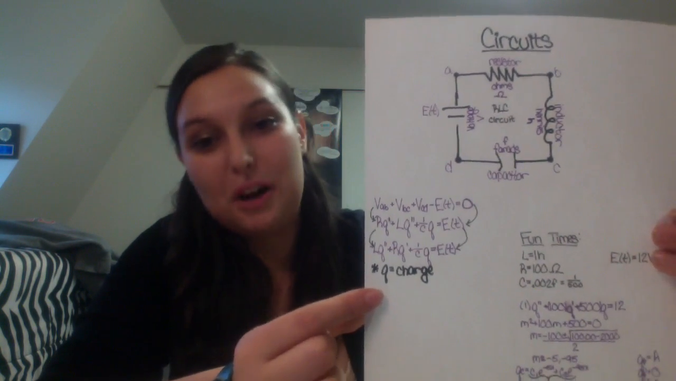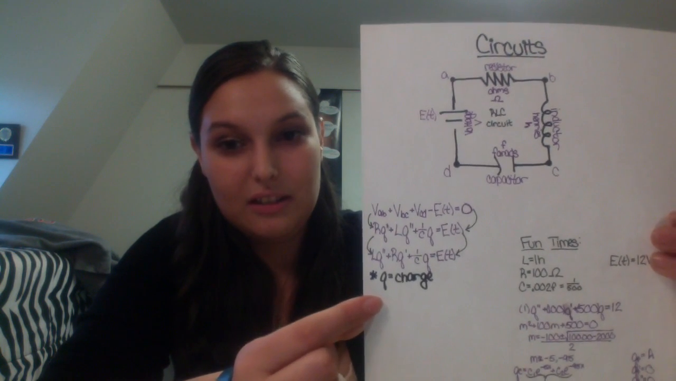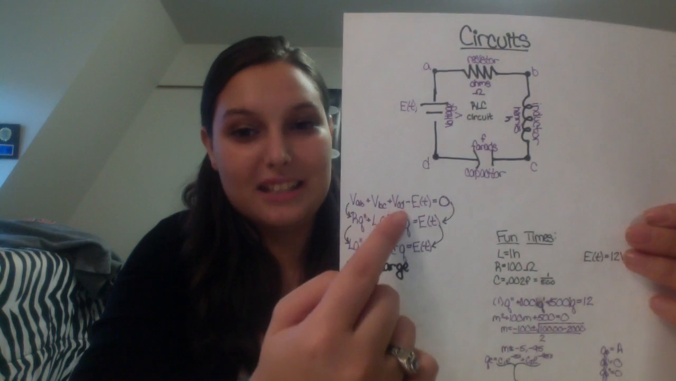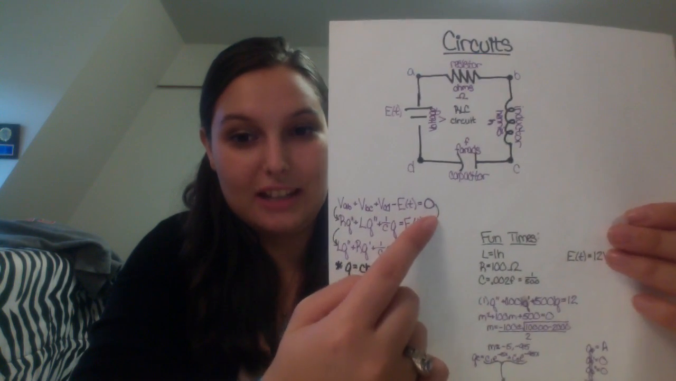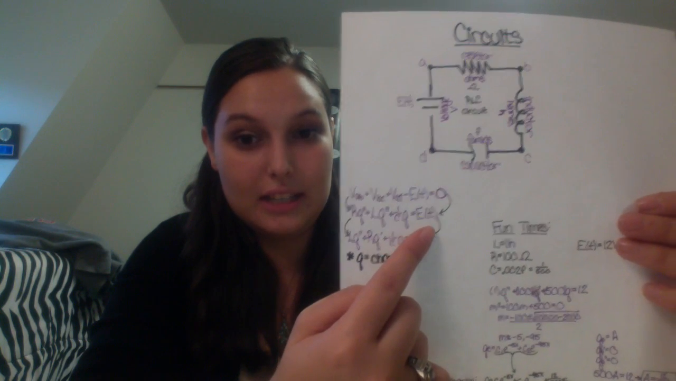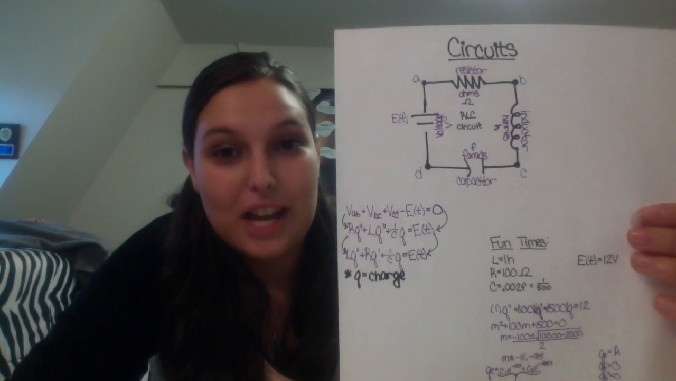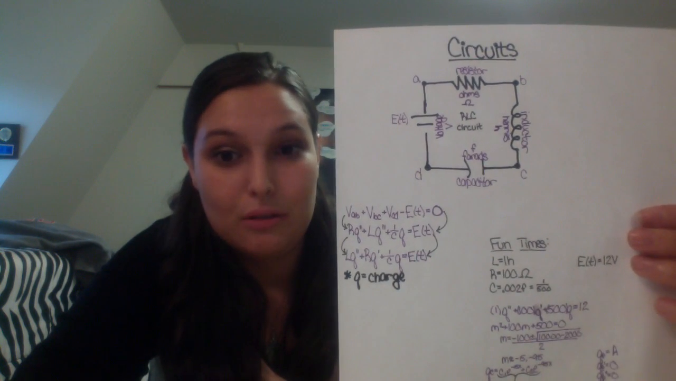So Q equals charge, and so you move the E of t over to the other side. I think that's kind of explanatory. If you add it to both sides, then it gets to the other side and it's now positive. The rest of that formula just kind of magically happens.